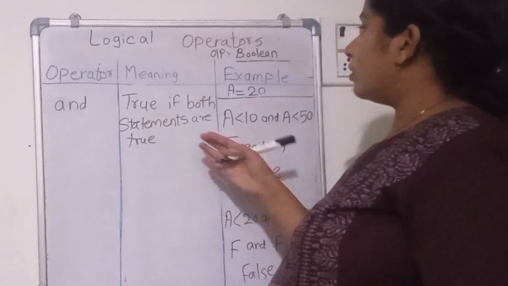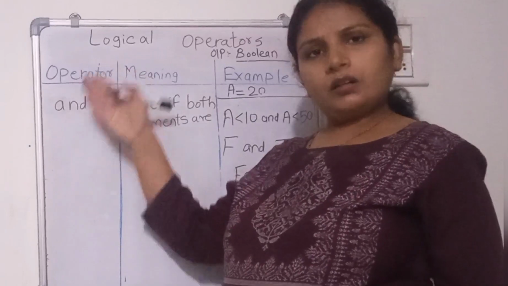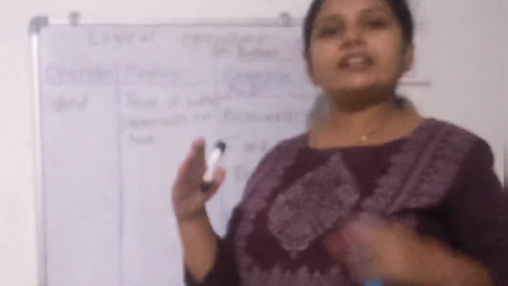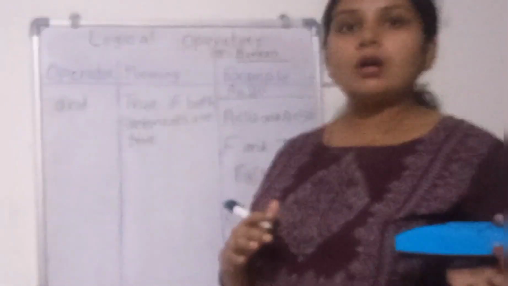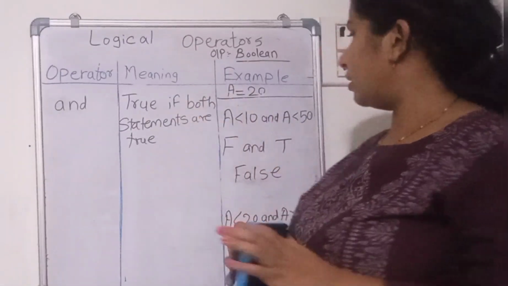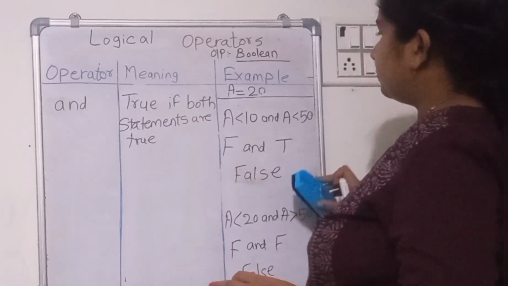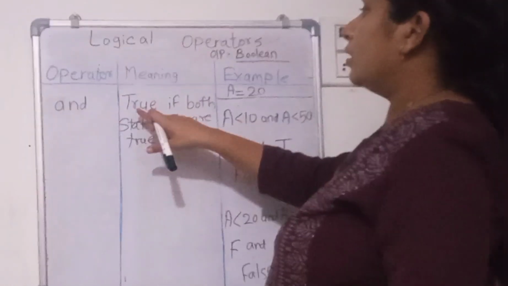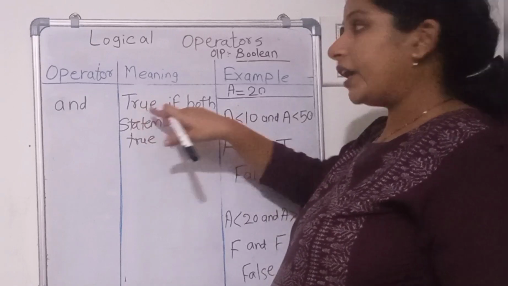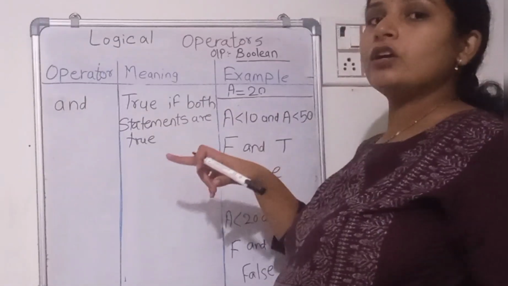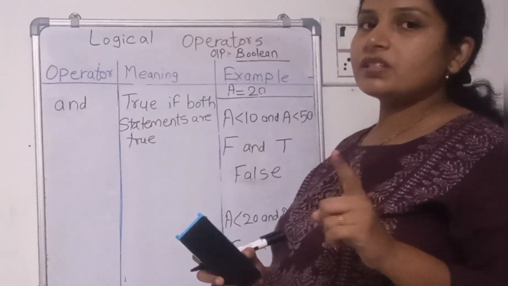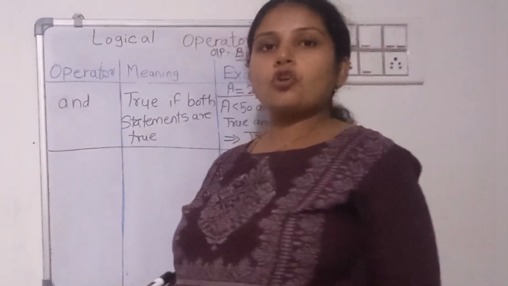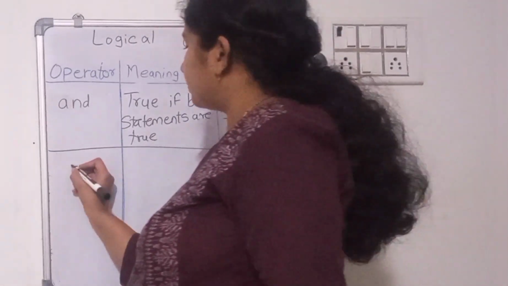Okay, so with the AND operator and next the OR operator, you are getting the combination of four outputs, combination of results. So here first operator is AND. The output will be true if both statements are true. If any one of the statements is false, the output will be false. Next operator is OR operator.